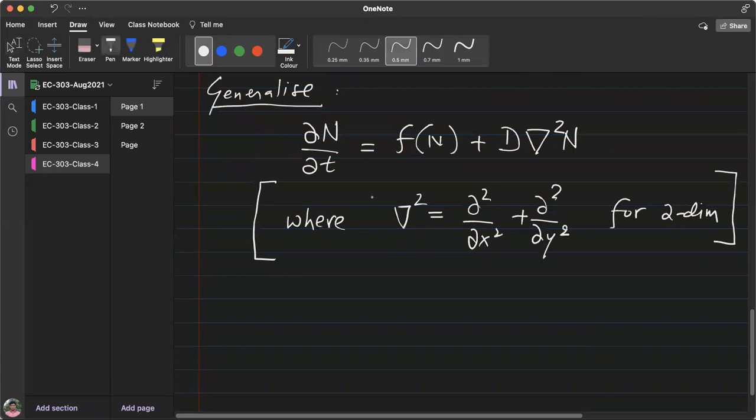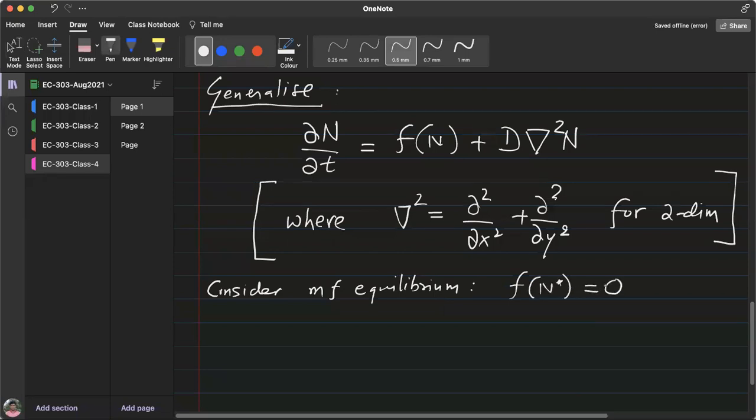Okay, so consider this general equation. Now consider the mean field equilibrium. How are they all given? They're all given by n star, where f of n star is 0, right? Now consider the following homogeneous equilibrium, which is given by n_x equals n star for all x. So x could be a vector here, need not be a scalar.